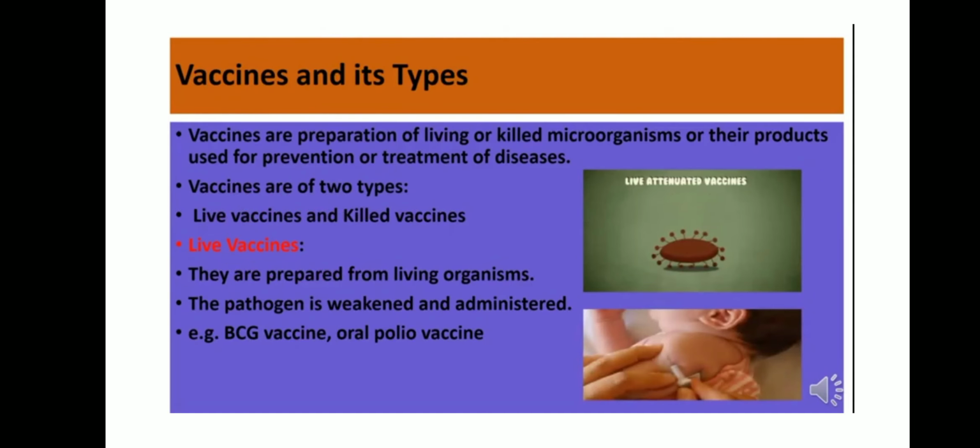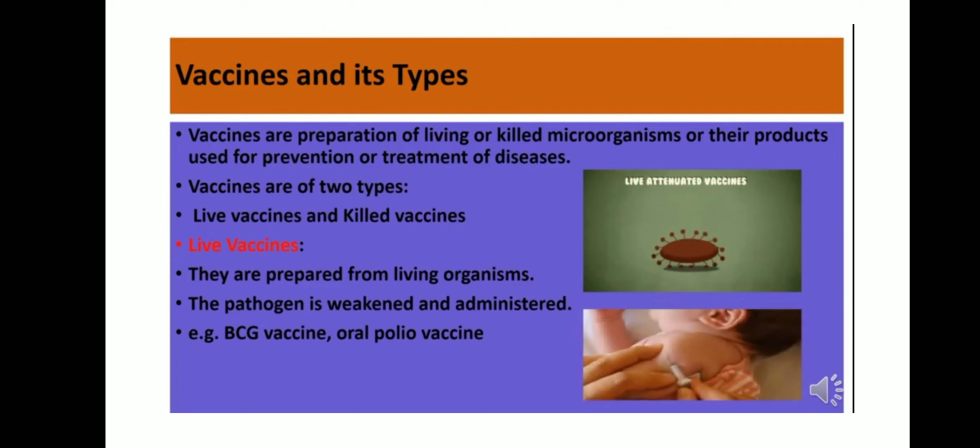Next, let's see about the vaccines and its types. Vaccines are preparations of living or killed microorganisms or their products used for preventing or treatment of diseases. So, for treatment of diseases or for prevention of diseases, what is used here? Either living or killed microorganisms are used. These vaccines are of two types, live vaccines as well as killed vaccines.